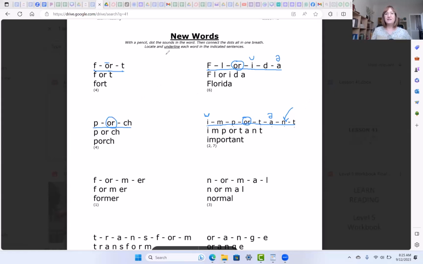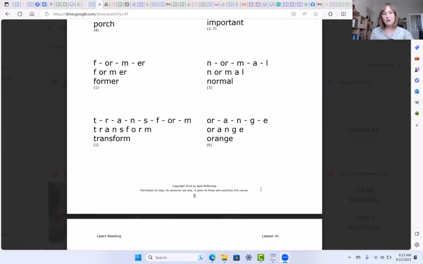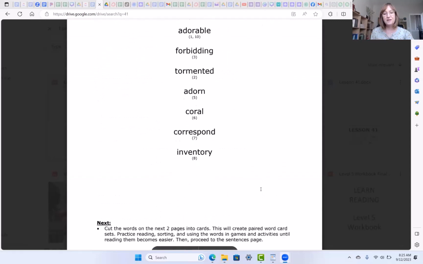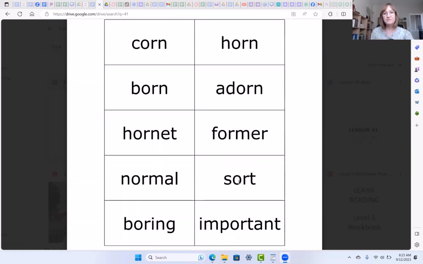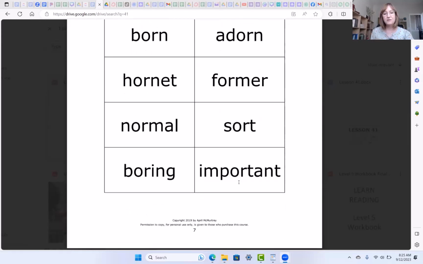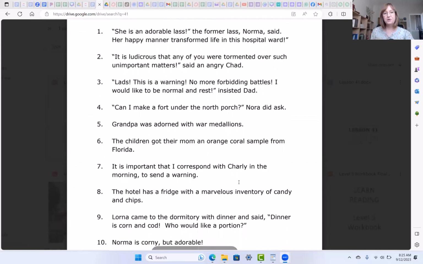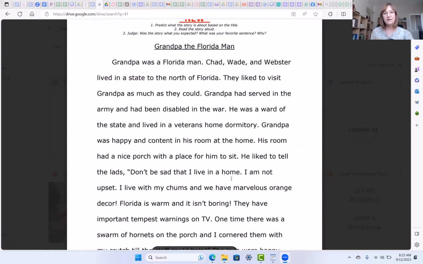All right, fantastic. You're going to go ahead and do these last four on your own. I will come back next time and tell you what those were. Here are some vocabulary words for you. Here are some word cards for you to cut out and practice fluency. They all have that OR sound in them. Here are some sentences for you to read your words in context, and a story, Grandpa and the Florida Man.